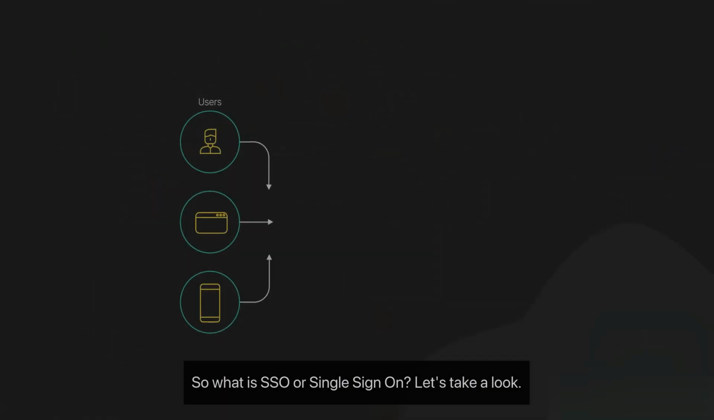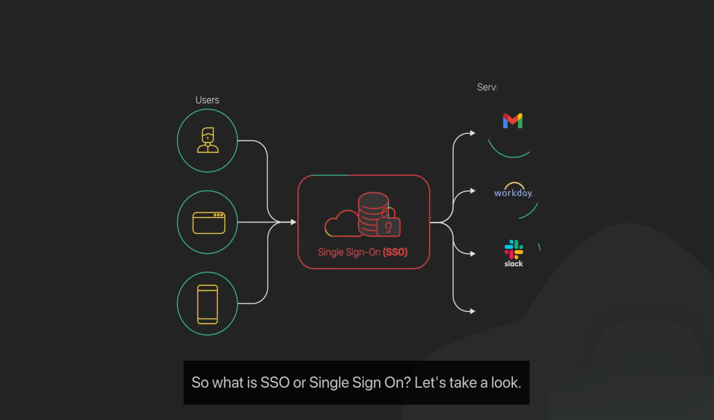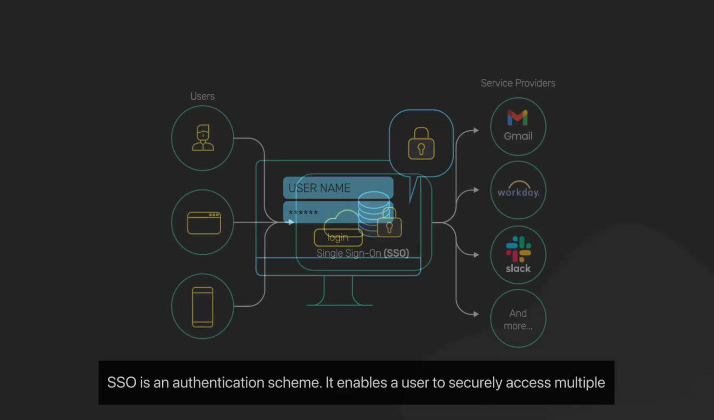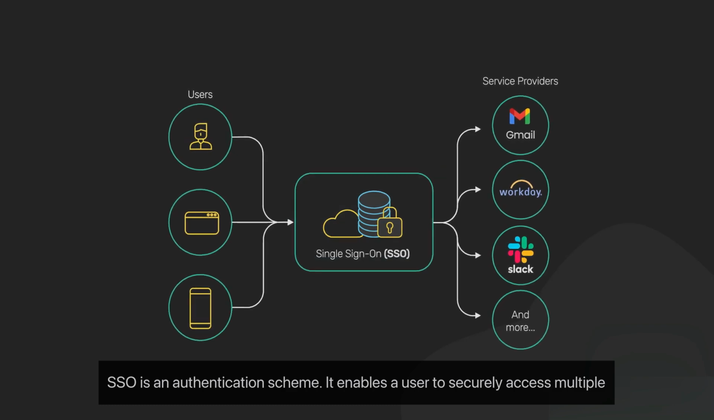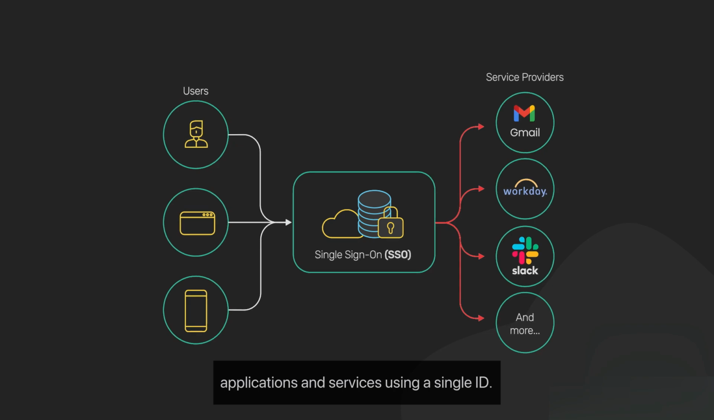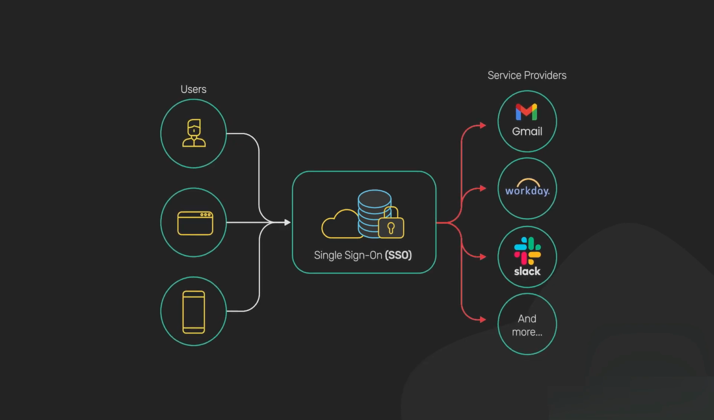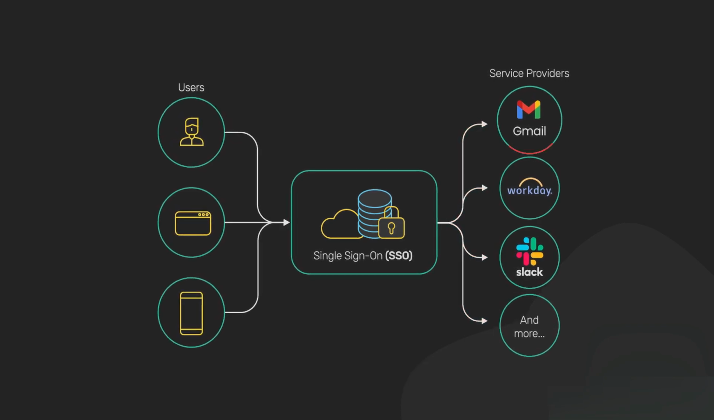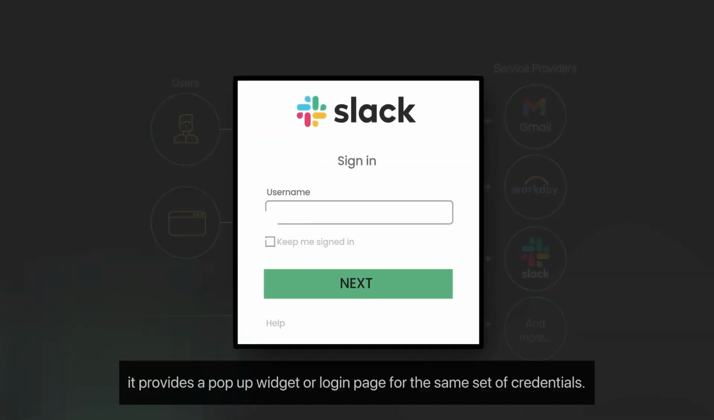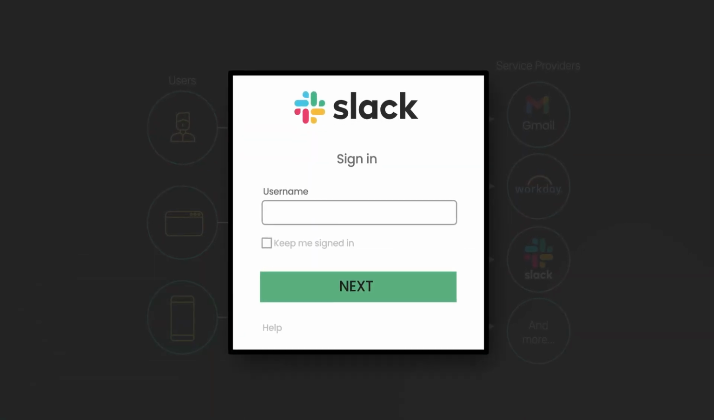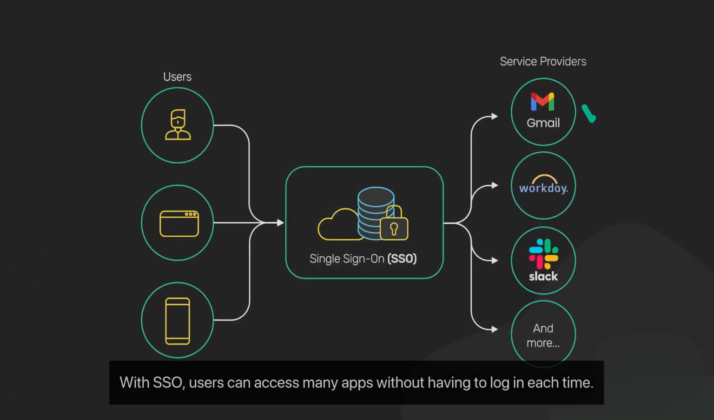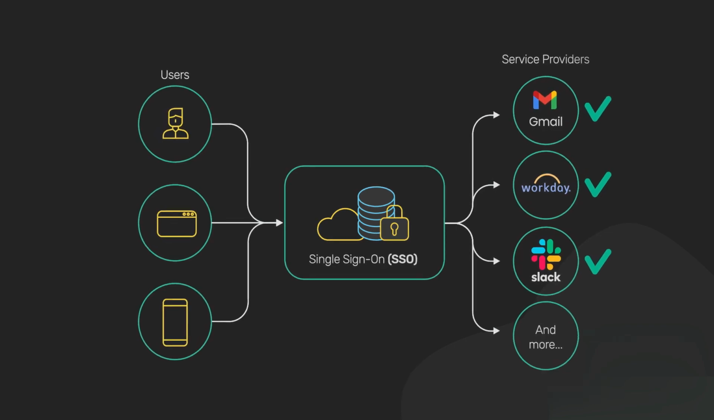So what is SSO, or single sign-on? Let's take a look. SSO is an authentication scheme. It enables a user to securely access multiple applications and services using a single ID. When SSO is integrated into apps like Gmail, Workday, or Slack, it provides a pop-up widget or login page for the same set of credentials. With SSO, users can access many apps without having to log in each time.